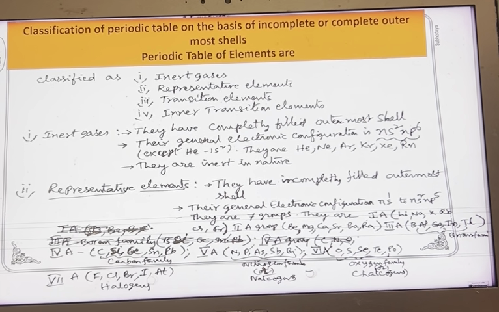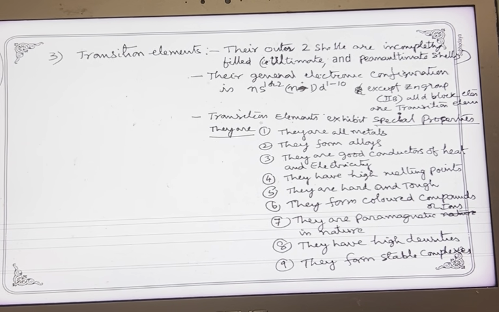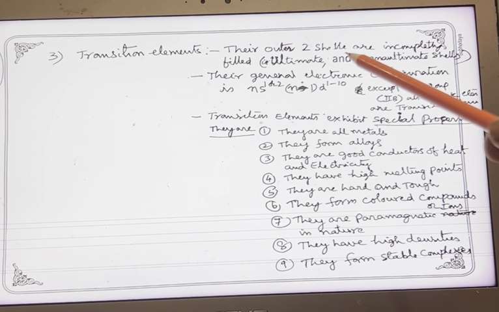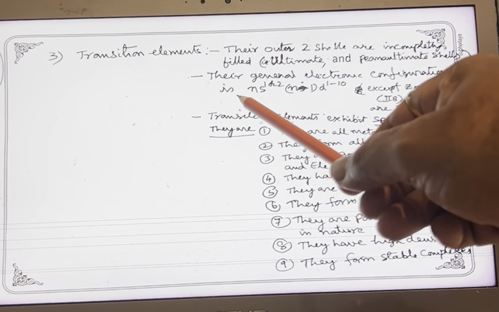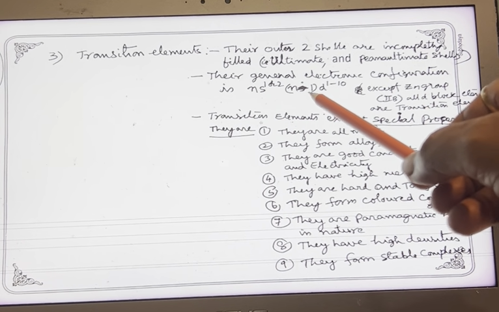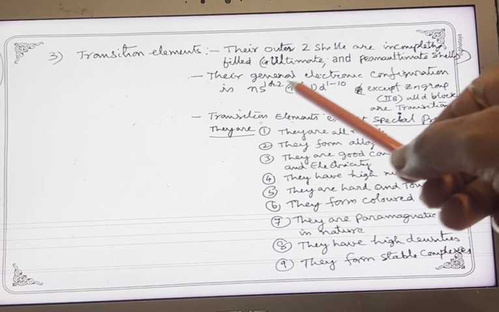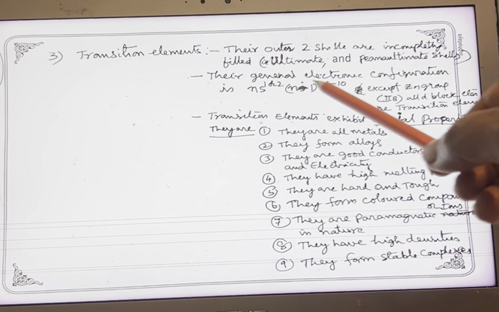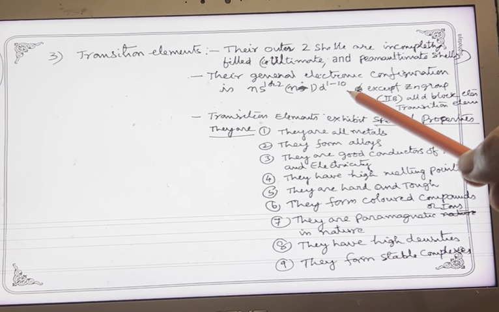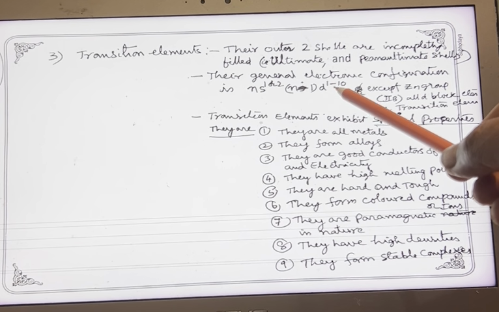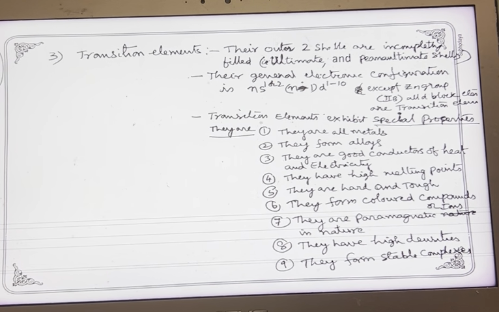Next is transition elements. In transition elements, the outer 3 shells are incompletely filled, that is the nth shell and the n minus 1 shell. The ultimate and penultimate shells are incompletely filled. Their general electronic configuration is ns1 or 2, (n minus 1)d1 to 9. But in the ninth, for completely filled d orbitals, one of the electrons comes from the s orbital.